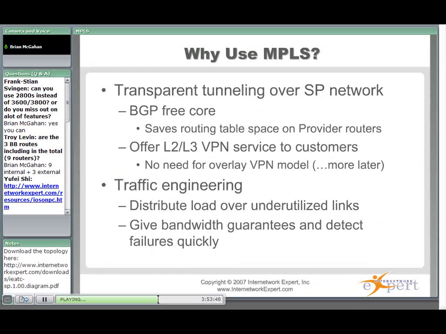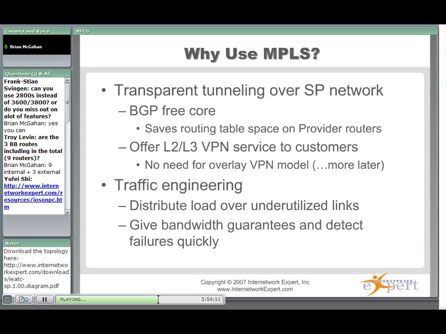Now, the main reason that we want to use MPLS in a service provider network is that it's going to save resources in the service provider core, and it's going to allow us to use additional features for our customers, like providing transparent layer 3 VPN service. Now, traditionally, when we talk about VPNs tomorrow, we're going to talk about the difference between an overlay VPN model and a peer-to-peer VPN model.